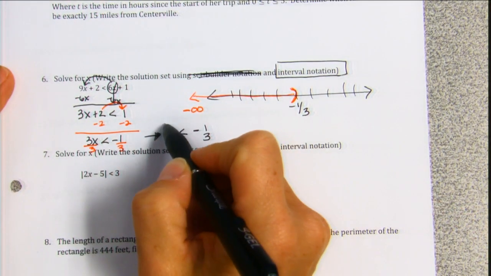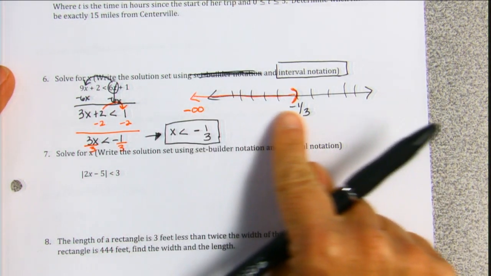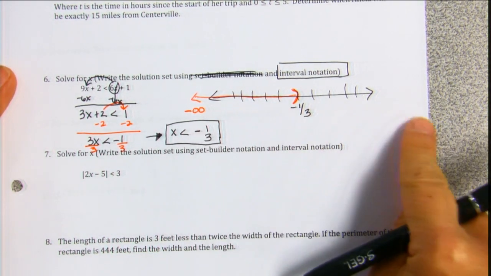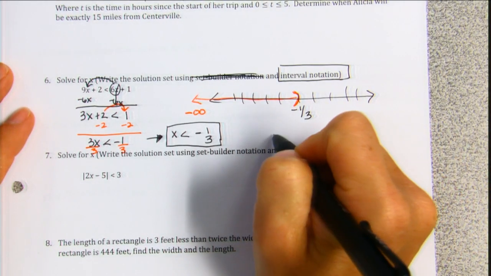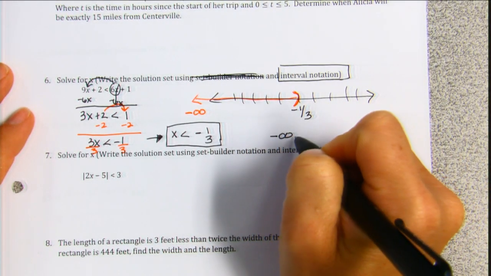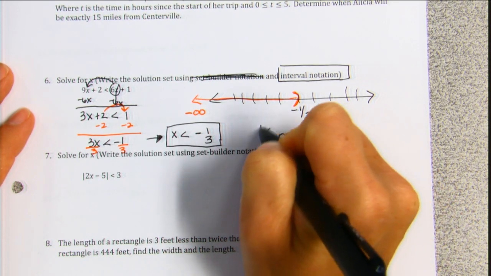So I'll be looking for this to grade. I'll be looking for your graph, which I already have a number line on there for you, and I'll be looking for interval notation. And so that would be saying negative infinity, comma, negative 1/3, and both of them have soft brackets by it.